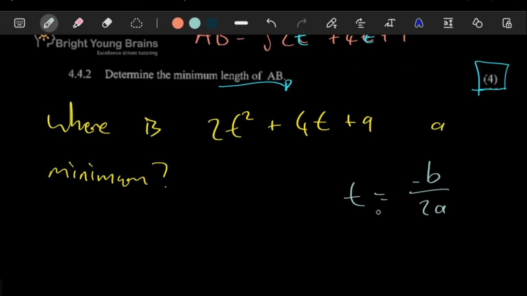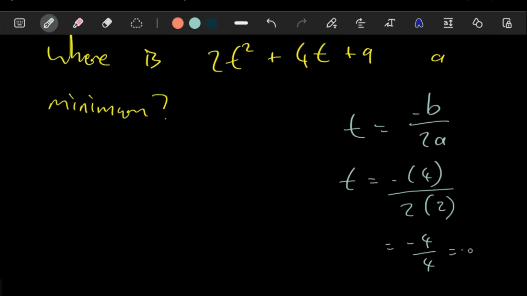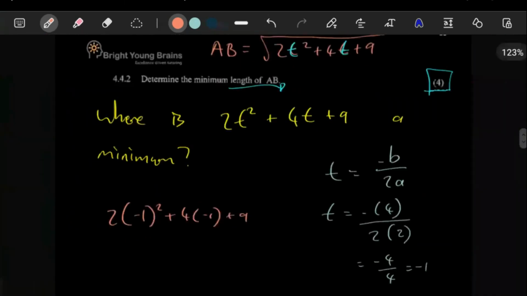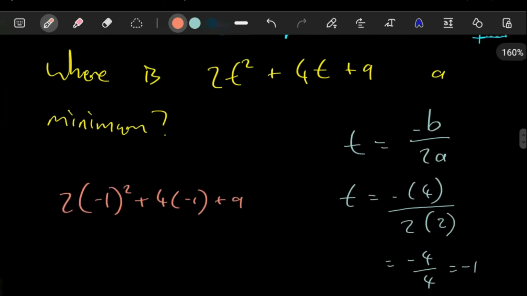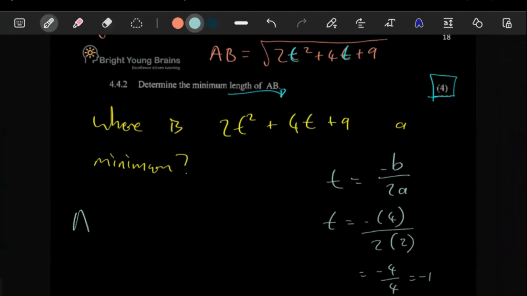So here, to get a value of t that causes the minimum length, we can put minus 4 over 2, our a value is 2. This is like negative 4 over 4, which is negative 1. So you have 2 here, negative 1 squared, 4 there, negative 1, 9 over there. This is going to be the value of t, right? The value of t is negative 1. So the minimum length is if you throw in negative 1 where t is.